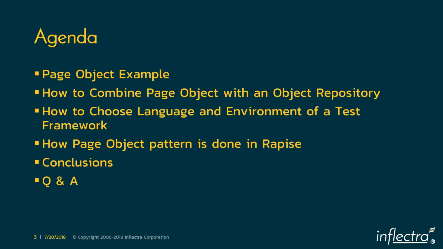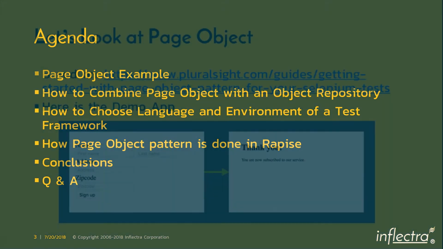We'll discuss how you can choose different languages and environments for a test framework using the object repository. And then lastly, we'll show you how you can bring it all together using a tool called Rapise that contains a page object pattern, which is a base of an object repository, a framework, and the language all put together. After that, we'll put together a summary and have a Q&A.